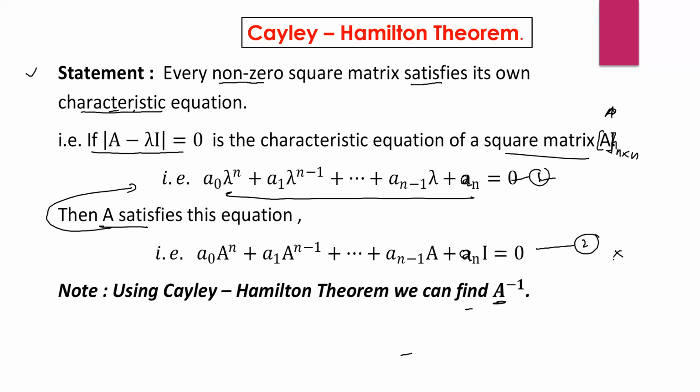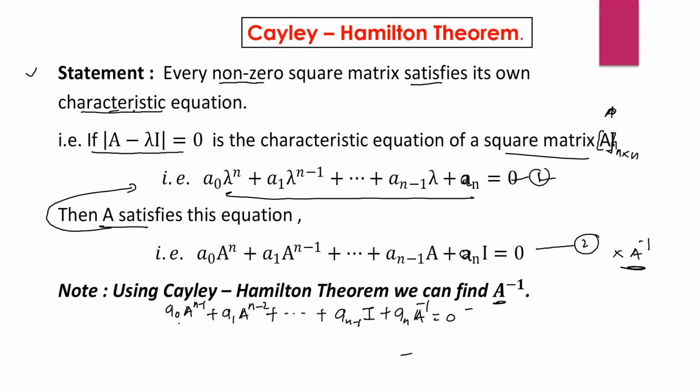How? By multiplying equation 2 by A inverse throughout. Okay. Then we get a naught A raised to n minus 1 plus a1 A raised to n minus 2 plus dot dot plus a suffix n minus 1, and here A into A inverse is the identity matrix, plus a suffix n into A inverse is equal to 0, I into A inverse.